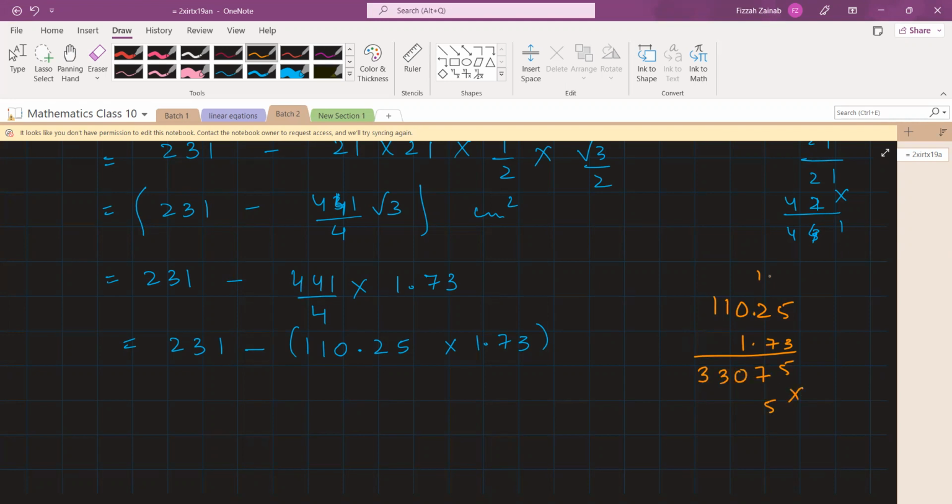Ma'am, I'm getting 1907.325. 190.7325. Okay. So you can reduce it up to 2 places of decimal. 4 places you don't need. And so it will be 190.73 only, right? Because 2 is smaller than 5, so 3 will remain 3, correct?